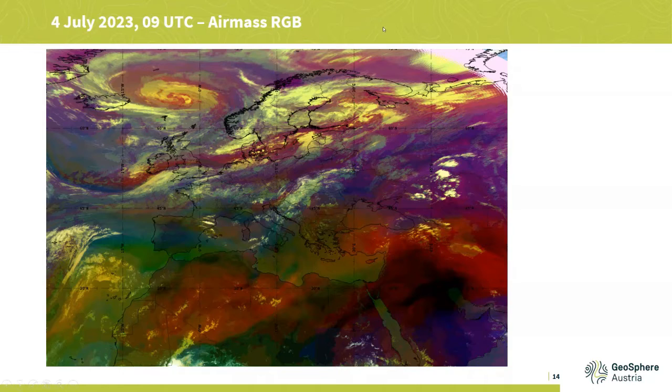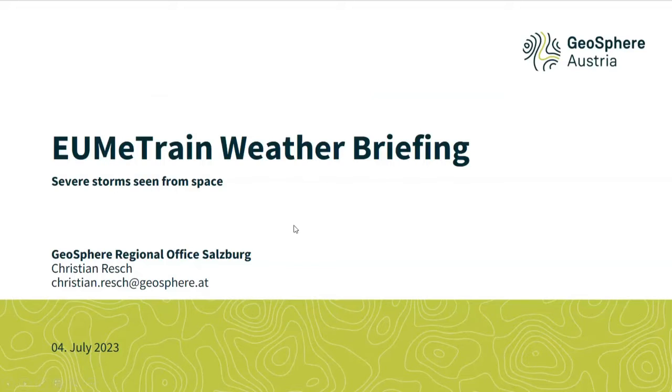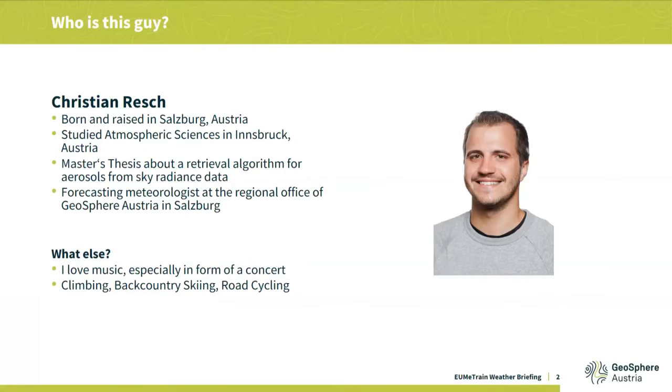Okay, so thank you for your attention. As already introduced, I'm also from the GeoSphere Austria. I'm also sitting in the regional office in Salzburg. My name is Christian Resch. I was born and raised in Salzburg, then went to study in Innsbruck, which is also in Austria. I'm now working also as a forecasting meteorologist at the regional office in Salzburg. And yeah, the rest is basically around nature and music and sports. So let's jump right in.